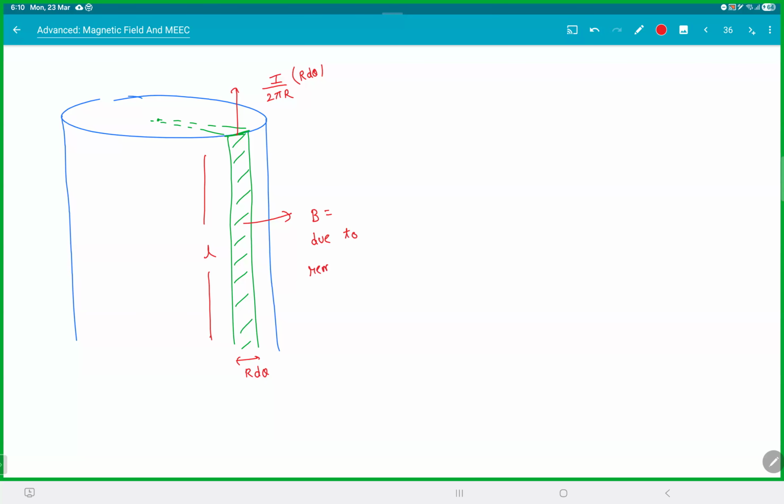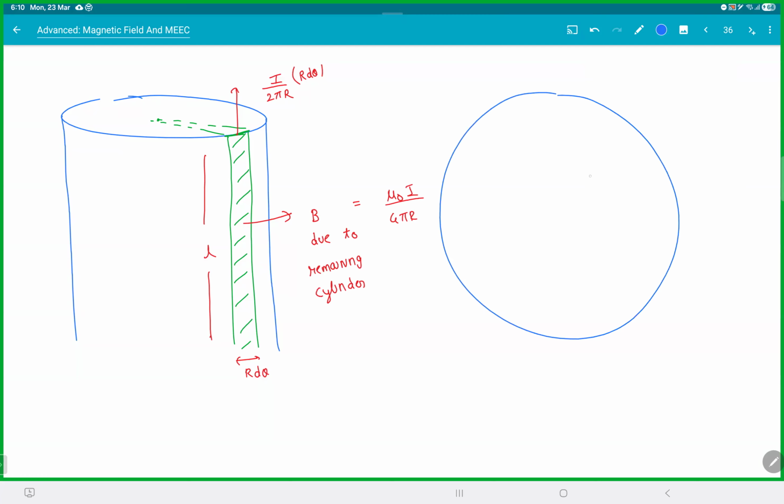So you cannot take the magnetic field due to yourself. This is mu naught I by 4 pi R. In case of a solid object, you know what happens? Even there, technically, we should do that, but this segment is so small compared to everything, it's almost negligible. But in case of a hollow sphere, it doesn't work that way. It is equal, 50%.